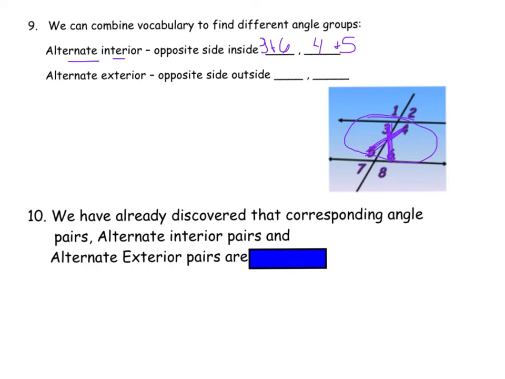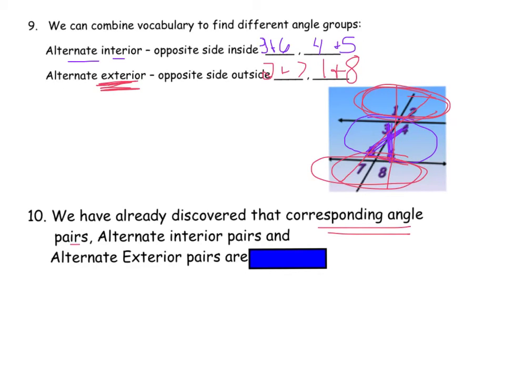And we can do the same thing with the exterior. So here are the exterior angles. So opposite sides of the transversal, different neighborhoods or intersections are 2 and 7, and also 1 and 8. So they're outside of the parallel lines, but opposite sides of the transversal in different neighborhoods. So we've already discovered that corresponding angles are congruent. Alternate interior pairs and alternate exterior pairs are also congruent.